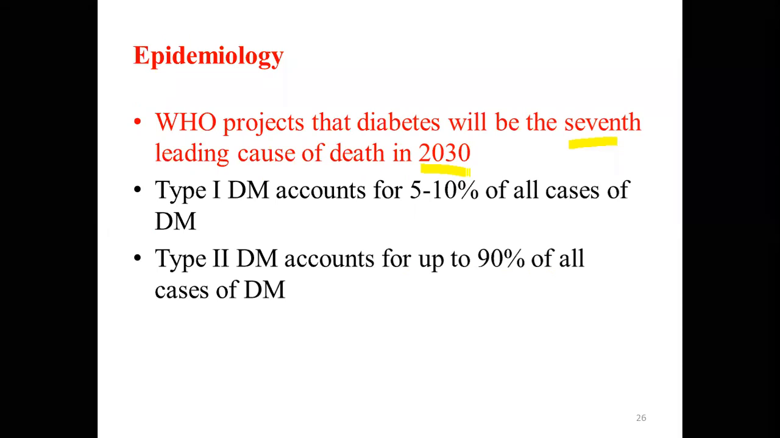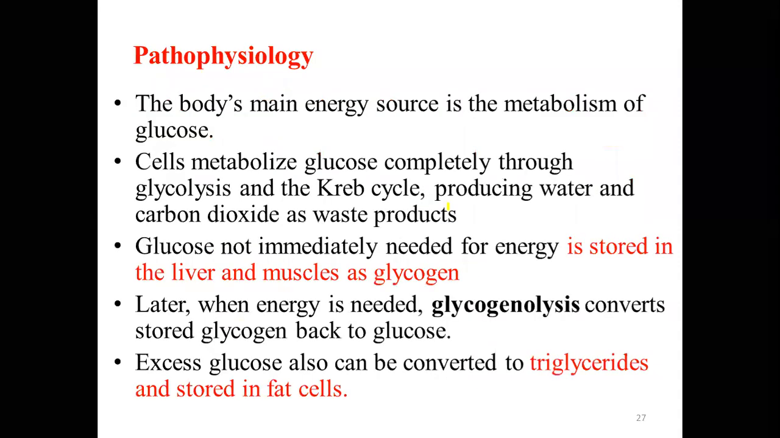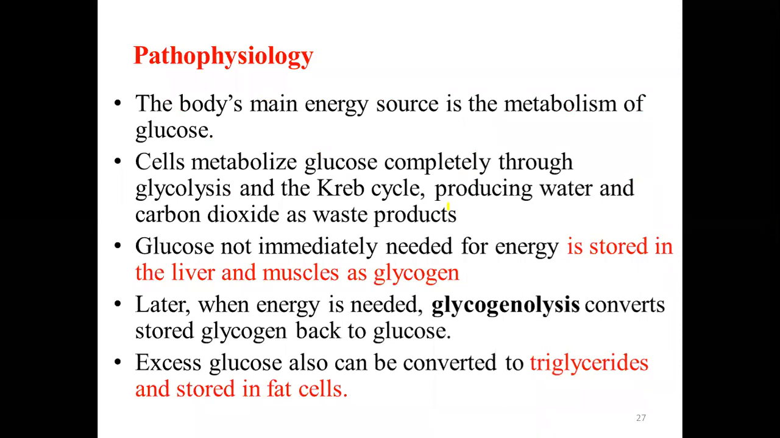And we have mentioned the prevalence of type 1 and type 2 DM. Type 2 is the most common, accounting for up to 90% of all cases. But type 1 accounts for 5 to 10% of all cases of DM. So this is the epidemiology of DM according to the global report.